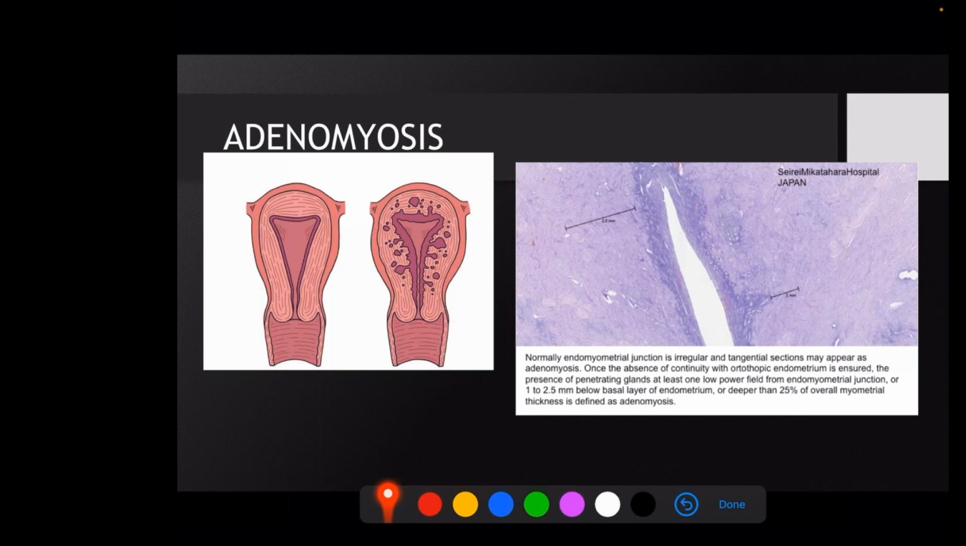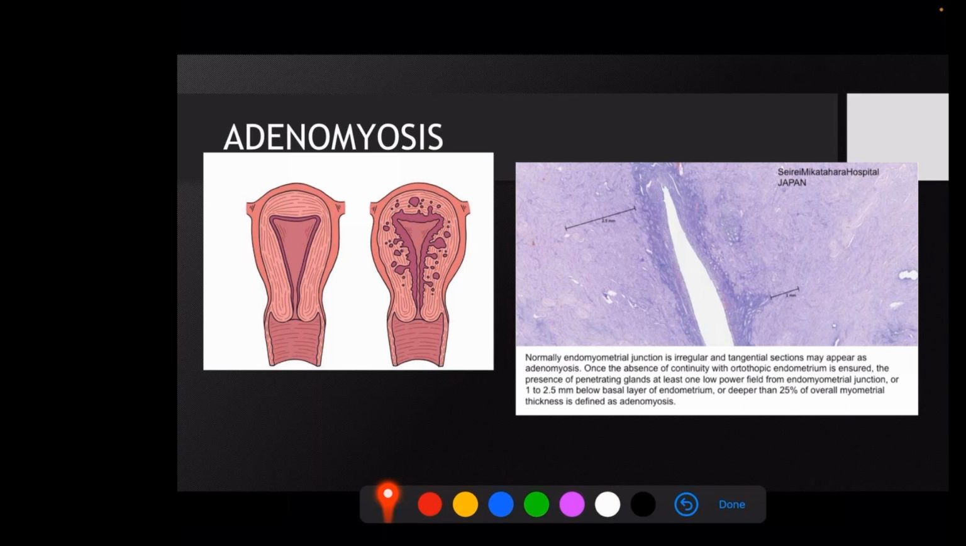Here you can see the endometrial tissues have entered into the myometrium, scattered here and there with the endometriotic tissues. So adenomyosis is defined as the presence of endometrial tissues, including penetrating glands and stroma, in the myometrium, at least one low power field (high power field according to some books, but at least one low power field) from the endomyometrial junction.